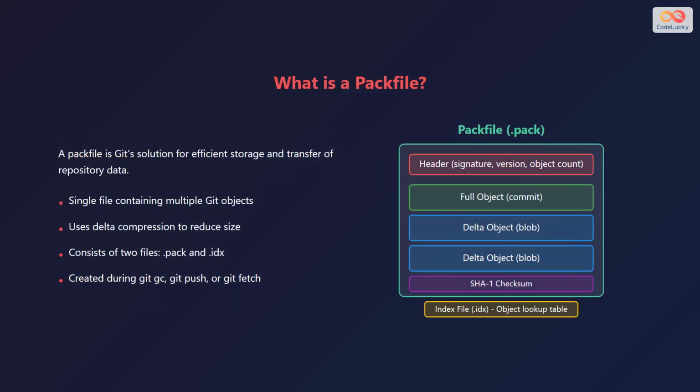A Packfile is Git's solution for efficiently storing and transferring repository data. It is a single file that contains multiple Git objects. Packfiles use delta compression to reduce the size of the repository.